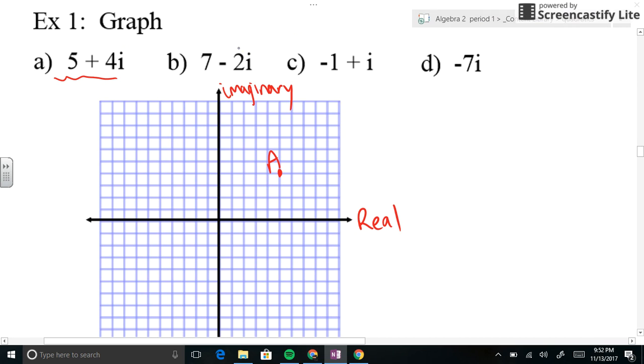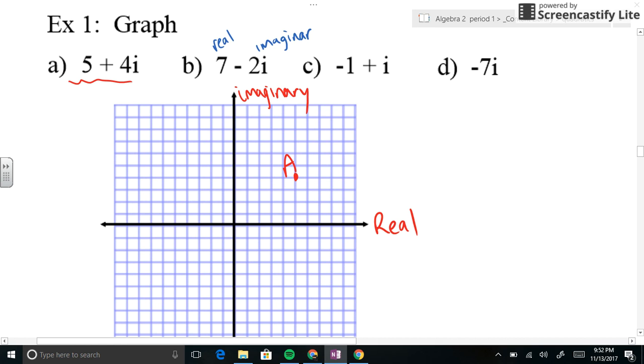Let's try 7 minus 2i. Well, 7 is the real part. 2i, or negative 2i, is the imaginary part. So we go right 7, 1, 2, 3, 4, 5, 6, 7, and down 2, 1, 2, and that would be the point B.